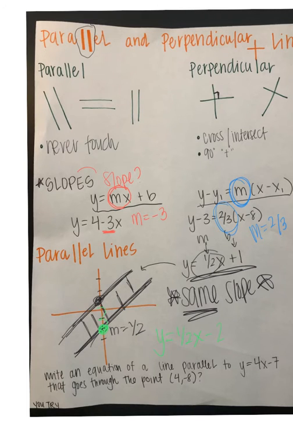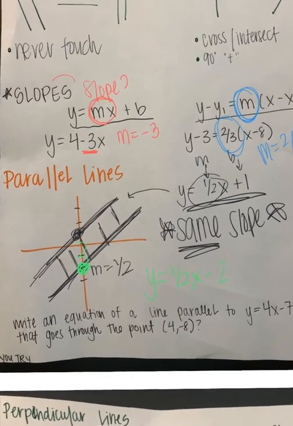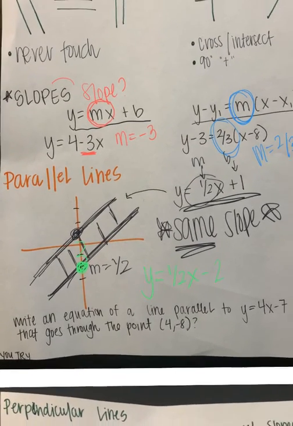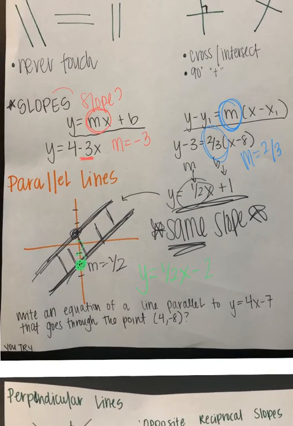Okay, let's look at one that's not on the graph, because it's always easier to see it. What if we say this? Write an equation of a line parallel to y equals 4x minus 7 that goes through the point (4, -8). Some things we just talked about: parallel lines have the same slope. So I first need to identify the slope here. I see that this has a slope of 4. My m is 4, so the slope is going to be 4.